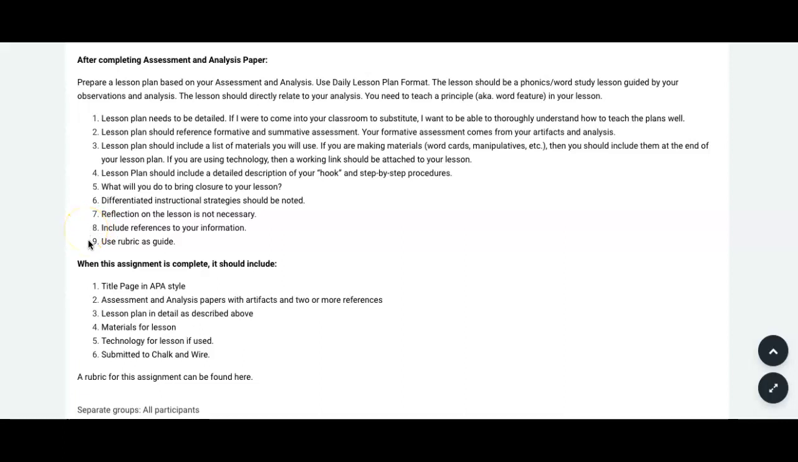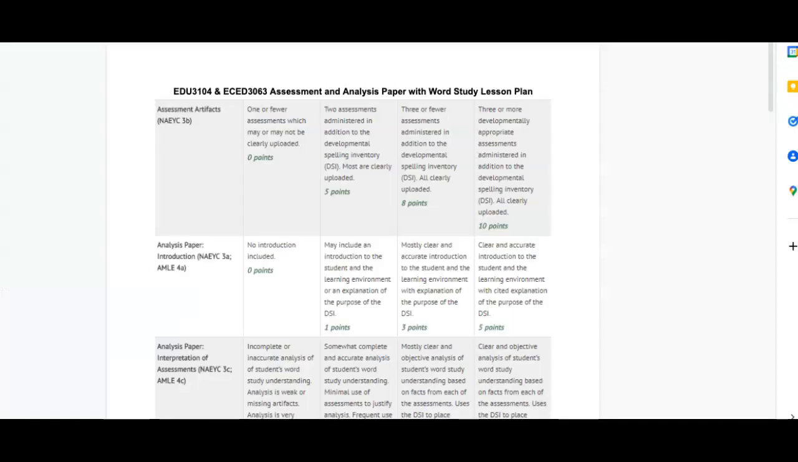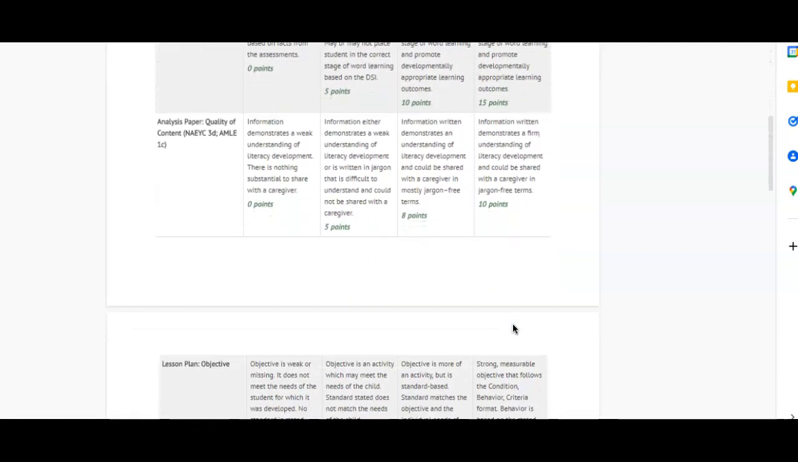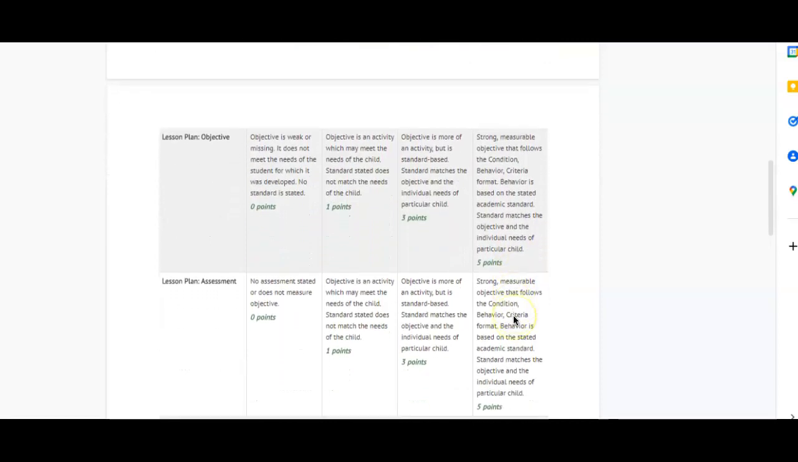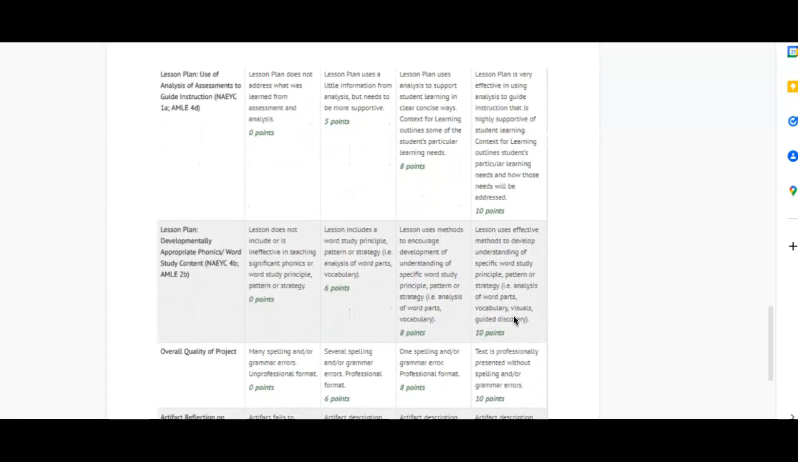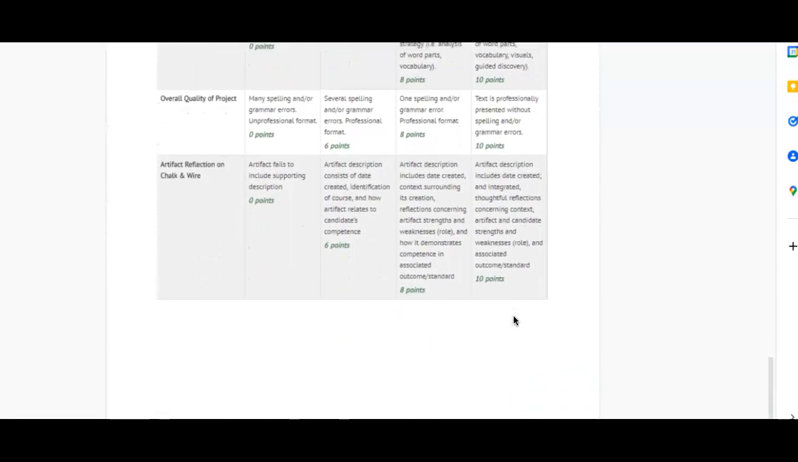And there is a rubric that will guide you. The rubric includes the paper and lesson plan. So please be sure that you are using this rubric. Because if you're using it, you're going to do well on this final project. If you have questions about that, please ask me.